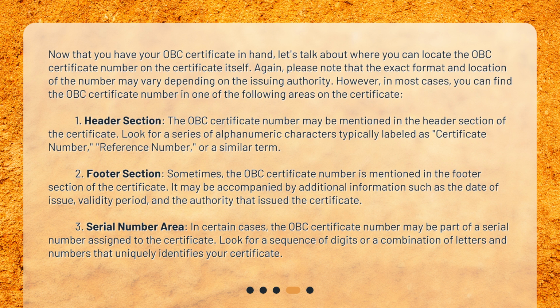1. Header section. The OBC certificate number may be mentioned in the header section of the certificate. Look for a series of alphanumeric characters typically labeled as certificate number, reference number, or a similar term. 2. Footer section. Sometimes, the OBC certificate number is mentioned in the footer section of the certificate. It may be accompanied by additional information such as the date of issue, validity period, and the authority that issued the certificate.